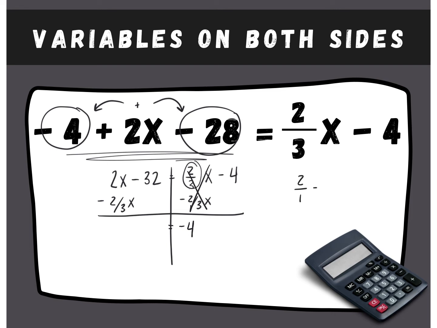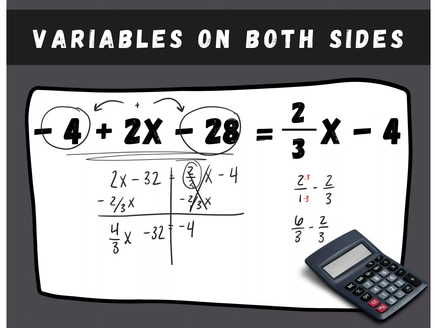In order to subtract those, think back to your fraction rules. I can put 2 over 1 to make it a fraction, but they do need common denominators before we can subtract. So I'm going to multiply both of those, that 2 and that 1, by 3, giving me 6/3. It's equivalent to 2 over 1. It's equivalent to 2, the whole number. But now I've got common denominators, so I can subtract. 6/3 minus 2/3 gives me 4/3 x.